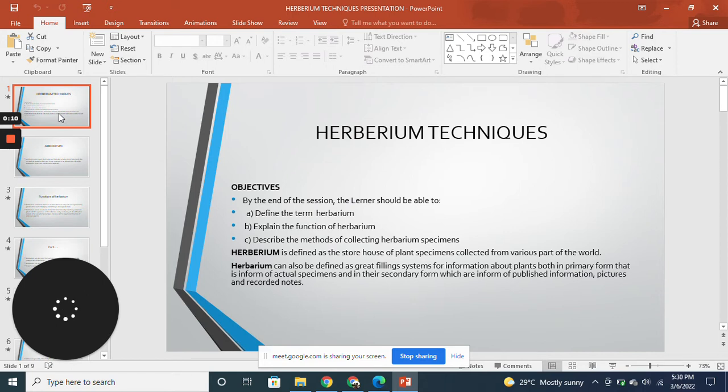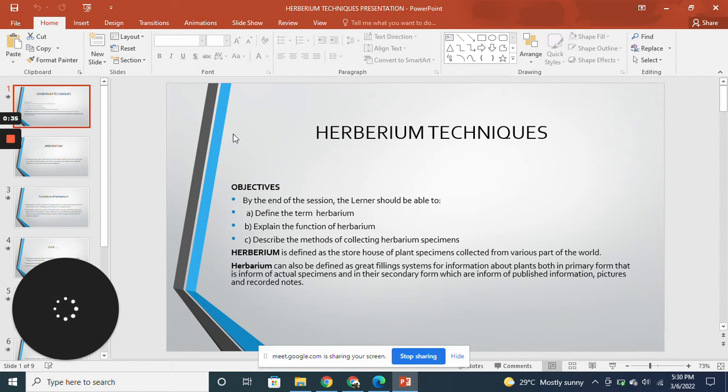I'm Sabina, and I'm going to take you through herbarium techniques. Our objectives are that by the end of the lesson, the learner should be able to: 1. Define the term herbarium. 2. Explain the function of herbarium. 3. Describe the methods of collecting herbarium specimen.